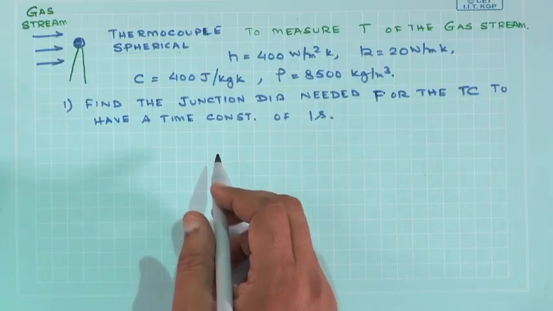So, this way we would be able to obtain the diameter as well as check the validity of the lumped capacitance model, so as to ensure that the method that we have adopted is correct. If I assume that the lumped capacitance model is valid, then I know exactly the expression for the thermal constant. We equate that thermal constant expression to the thermal constant required, which is 1 second, to obtain the diameter. So, that is what I am going to do now.